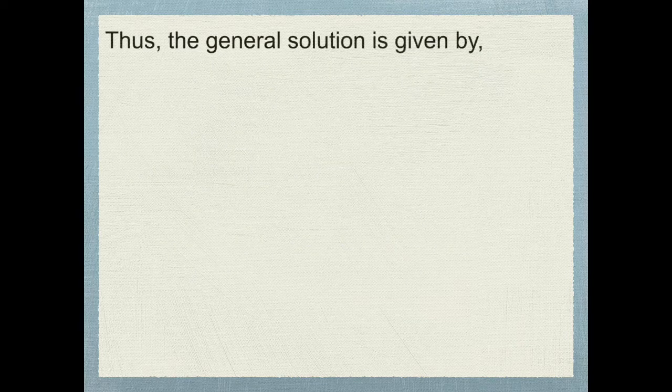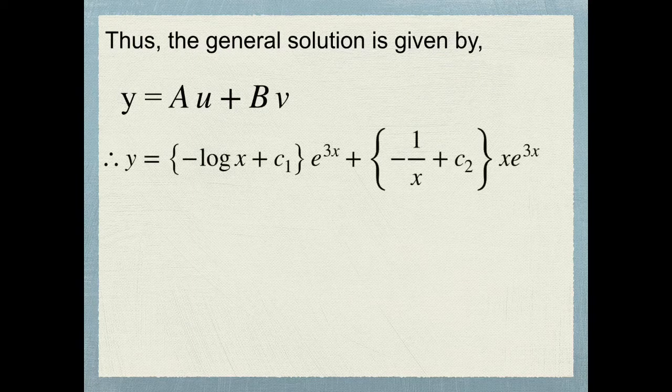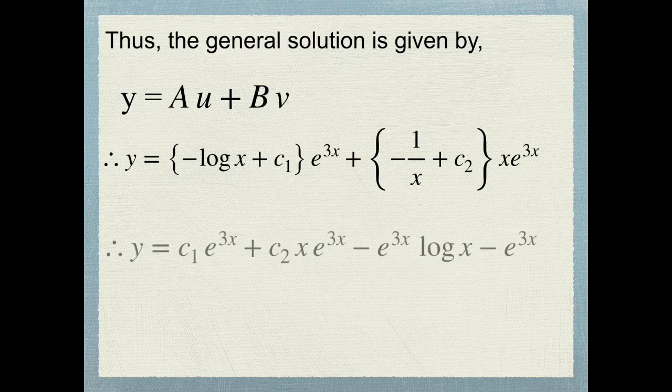Now in the general solution which we assumed, y equal to Au plus Bv, we will substitute the values of A and B, and after simplification, it turns out to be y equal to c1 e^(3x) plus c2 x e^(3x) minus e^(3x) log x minus e^(3x). Once again, let me remind you, the first two terms are the complementary function.